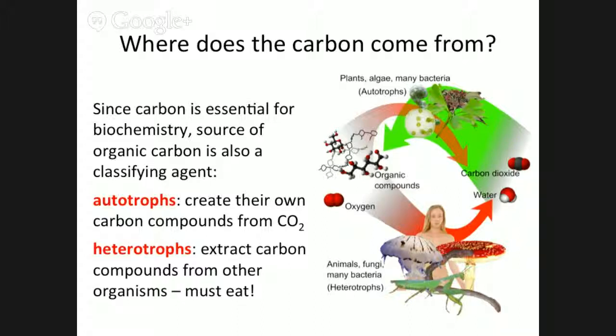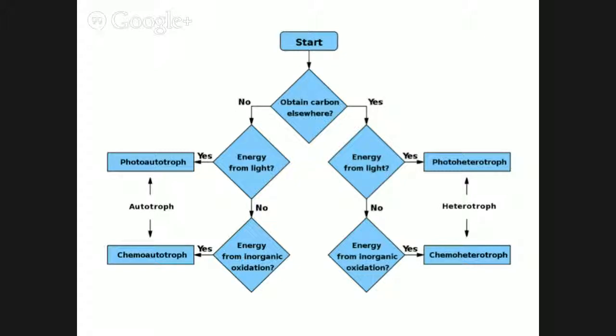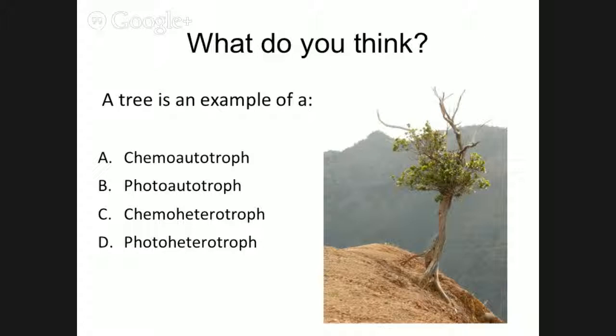I mentioned at the beginning of the class that there's an organization for life. And this is really how we organize it. Where does the energy come from? And where does the carbon come from? If the energy comes from light, this is a phototroph. If the energy comes from chemicals, it's a chemotroph. If the carbon comes from just breathing in the air, that's an autotroph. If the carbon comes from eating something, it's a heterotroph. And these are the wonderful Greek roots that we can string together to make really complicated words.